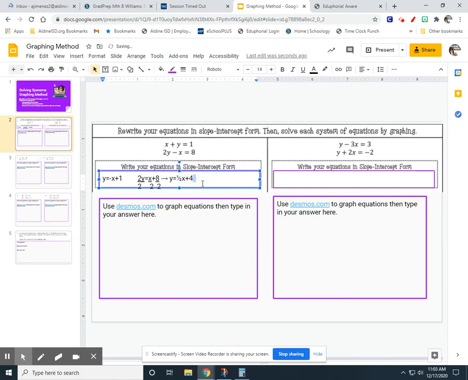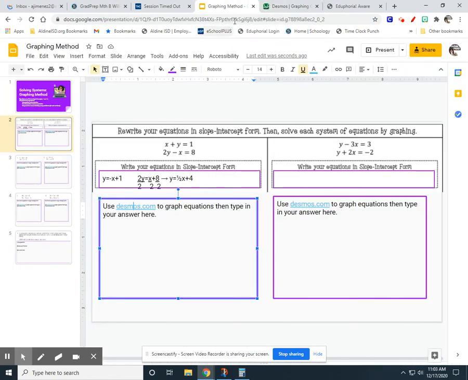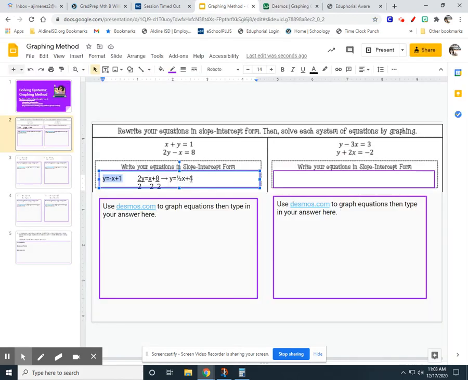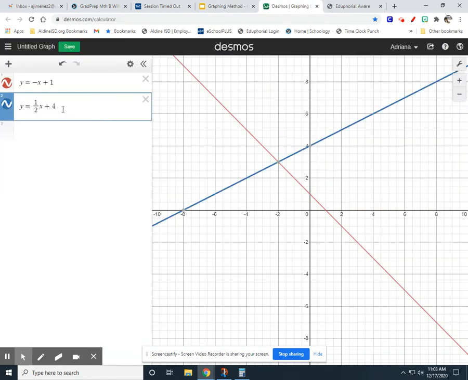All right, there we go. Let's use Desmos to graph and then type the answer here. So we're going to click on the link, go there. We're going to type in, let's see if it lets us just Control C and copy it over here. Yes, it does. Let's do this same thing over here, Control C. And it did.